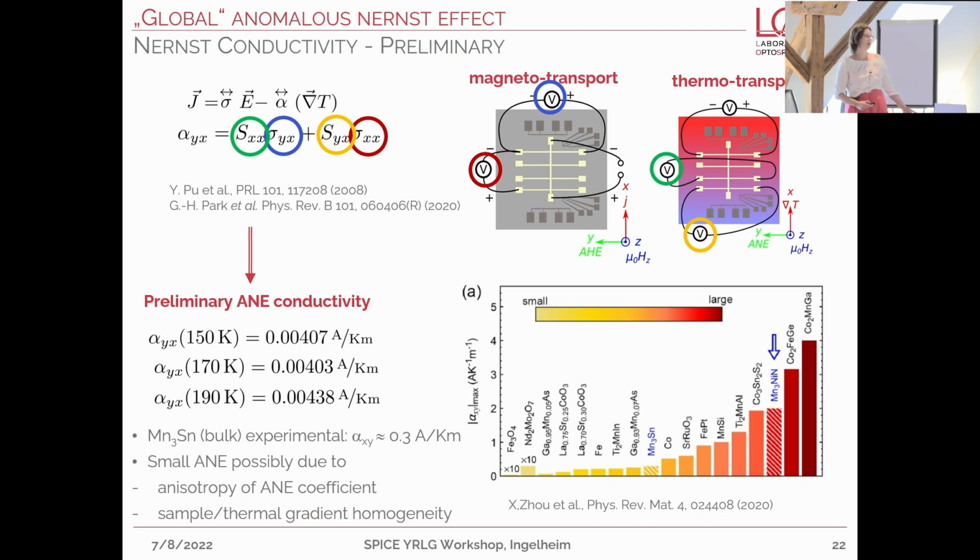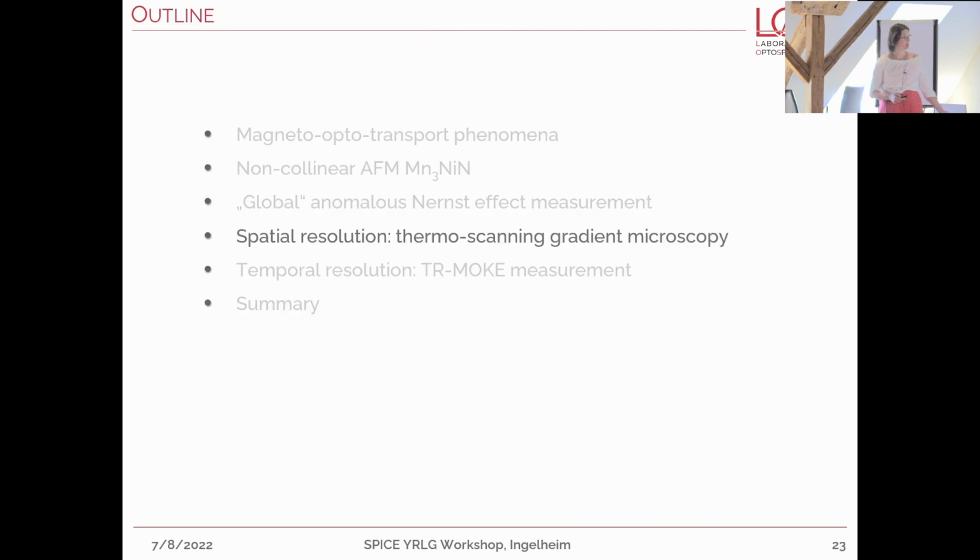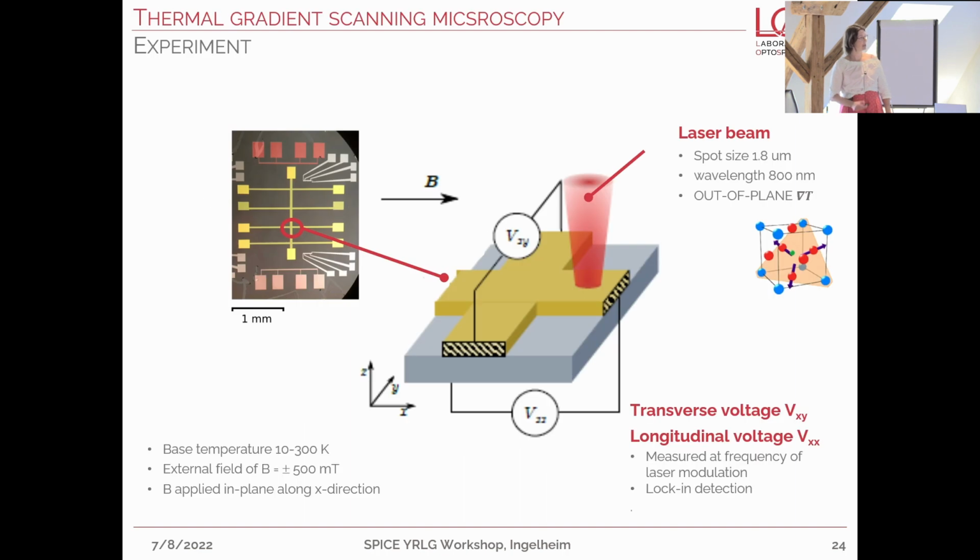There are some indications that it might be either the sample, the thin film quality, maybe inhomogeneity of the thermal gradient, and possibly, which we have no proof of, the anomalous Nernst coefficient can be somehow anisotropic. So basically what we have is a solid Nernst response, but quite a small one. So the question is, can we use it for something? And we can use it for studying the domain structure of the material.